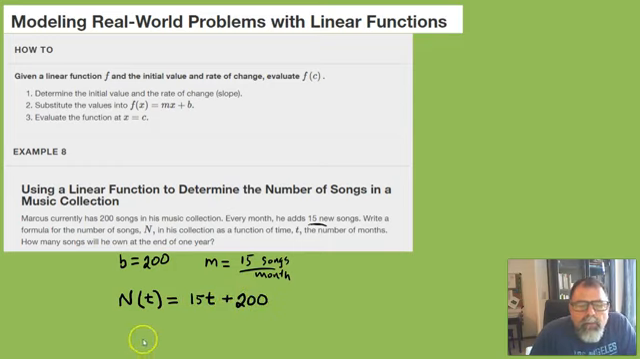So that's our formula. And then how many songs will I own at the end of 1 year? Assuming that this is the beginning of the year, we have 200. 1 year is 12 months, so 15 times 12 plus 200 will equal, let's see, 180, 380 songs by the end of the year.